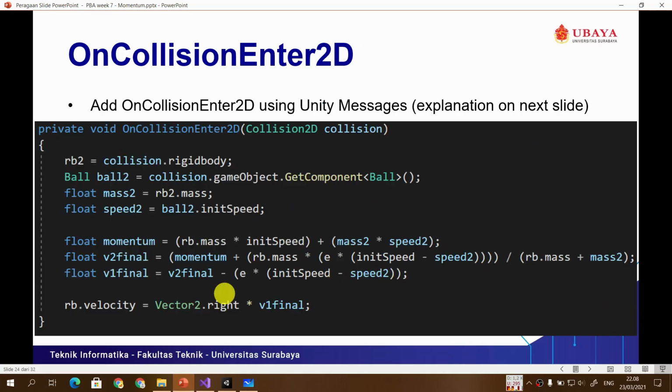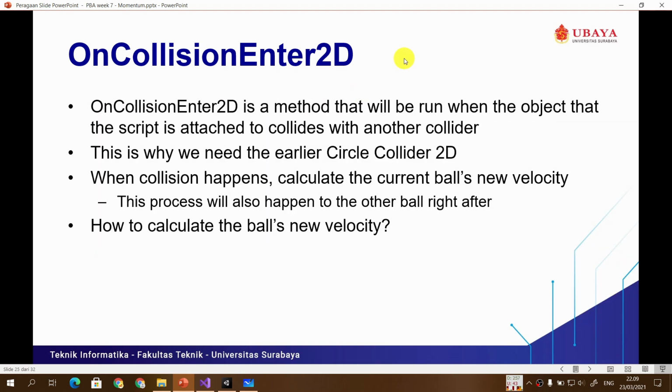Now we are introduced to a new Unity message, that is OnCollisionEnter2D. Before we type all of this, I will explain it first. What is OnCollisionEnter2D? OnCollisionEnter2D is actually a Unity method, or a Unity message, that will be run when the object that has the script attached to it collides with another collider. This is why we need to attach a Circle Collider 2D in our previous steps.